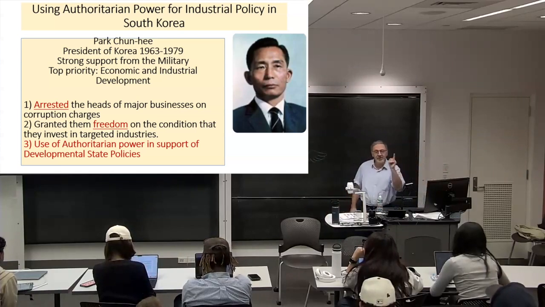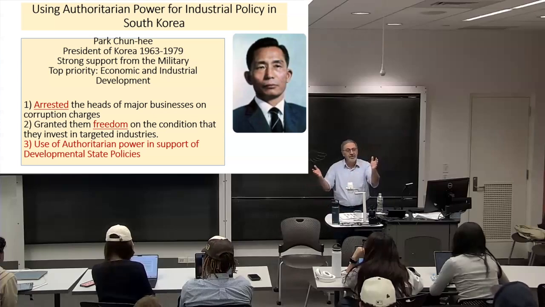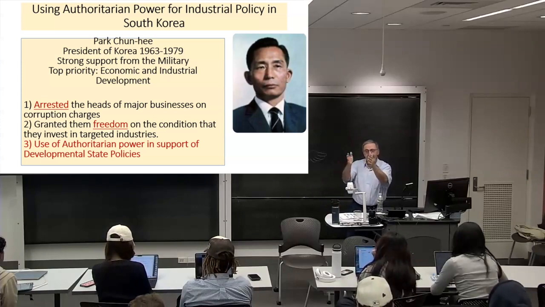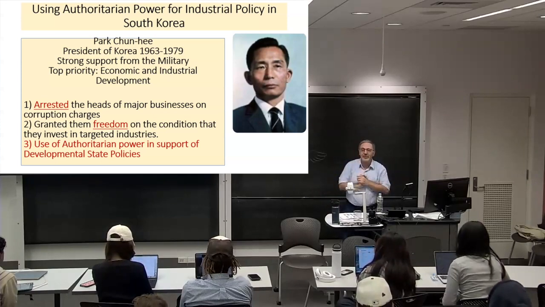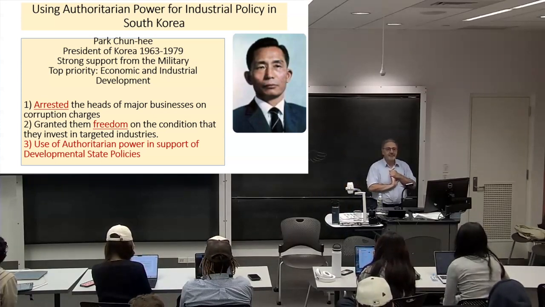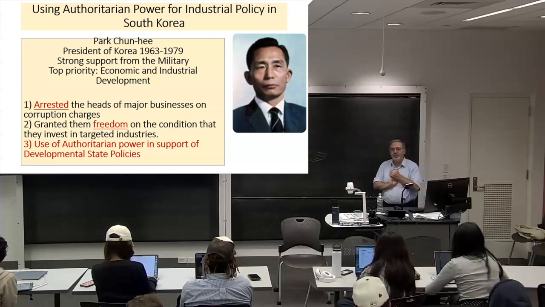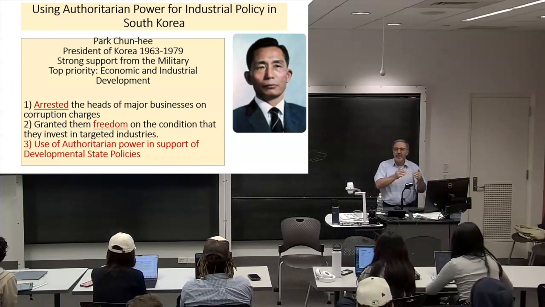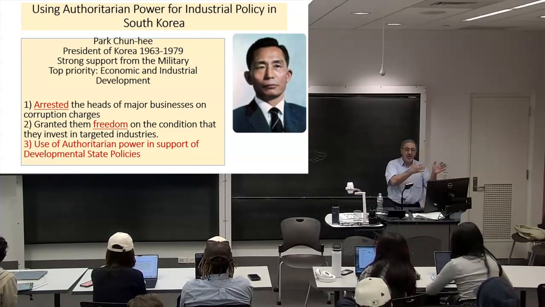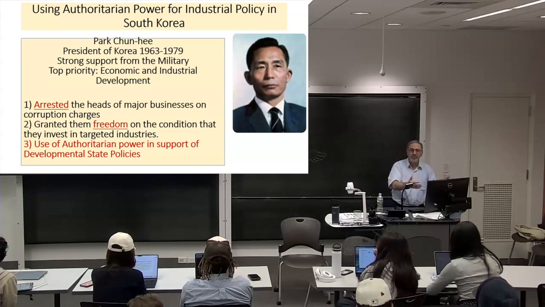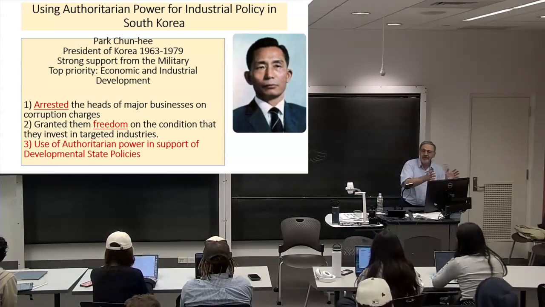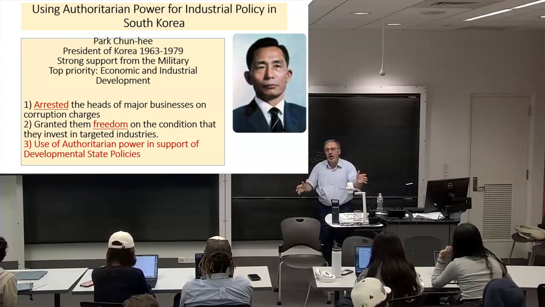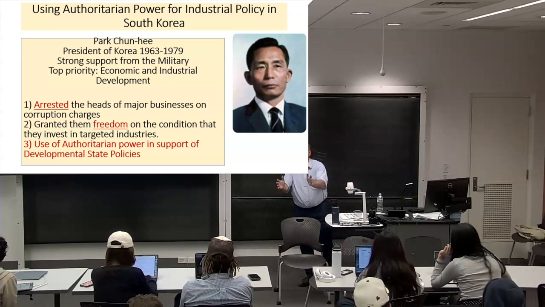He said, all right, but I'm not going to send you to jail. You are leaders of businesses. Here are my target industries. If you agree to invest in that industry, I will not send you to jail. It's non-democratic, but he was a military leader. He came to power with the support of Korean military, ruled as an authoritarian leader, very powerful, but used his power to sort of coerce and co-opt the businesses to coordinate them towards export-oriented industries.